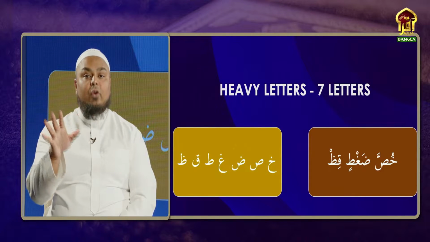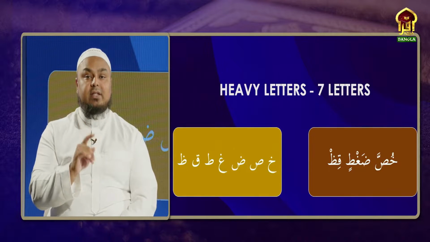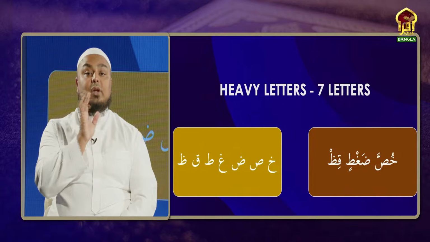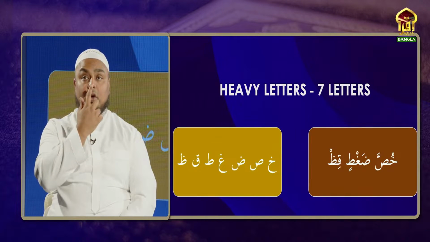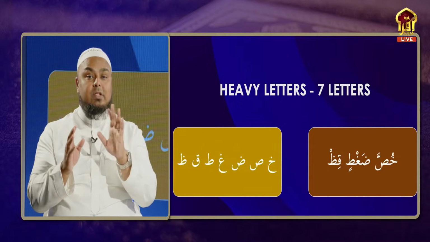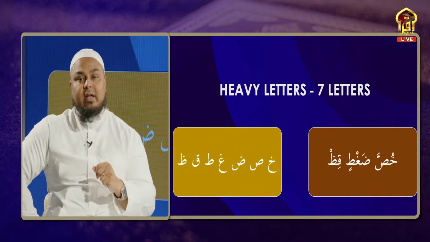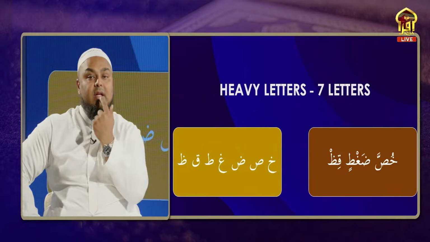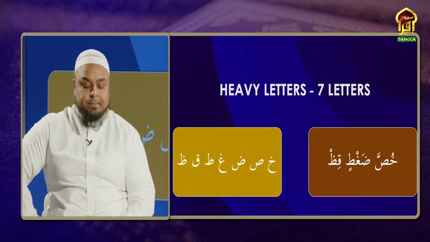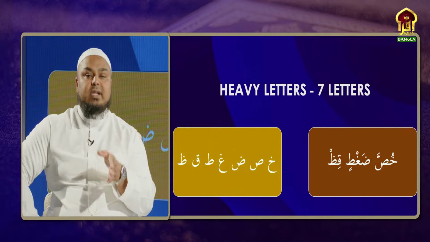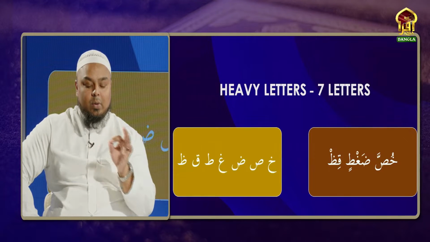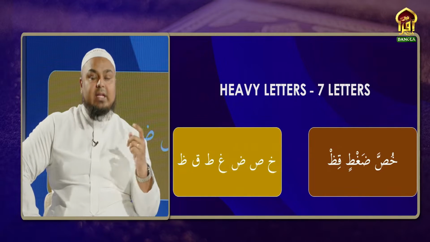So generally for all of these 7 letters, the heavy letters, the 2 principles are what? That you make your mouth into an oval shape, and second, you go up and down and not left and right. And the third principle, which is only applied to some of the heavy letters, is that you do not move your bottom lip. So let's analyze it. We have the first letter, the letter Kha. I want you to look at the diagram in yellow.